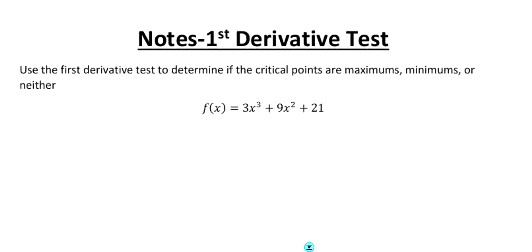Now we're going to be using the first derivative test to actually test those critical points and see if they are truly maximums, minimums, or neither. So the first thing we have to do is find our critical points. So to find critical points, you take the derivative and then set it equal to zero. So the derivative 9x squared plus 18x.